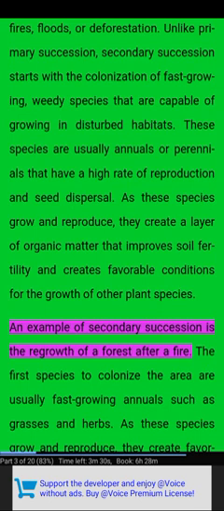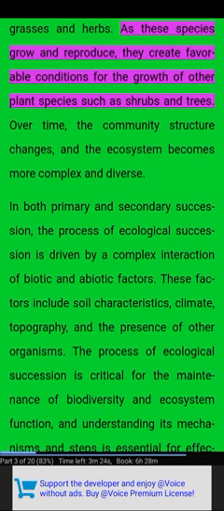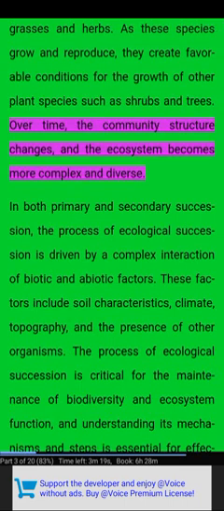An example of secondary succession is the regrowth of a forest after a fire. The first species to colonize the area are usually fast-growing annuals such as grasses and herbs. As these species grow and reproduce, they create favorable conditions for the growth of other plant species such as shrubs and trees. Over time, the community structure changes, and the ecosystem becomes more complex and diverse.